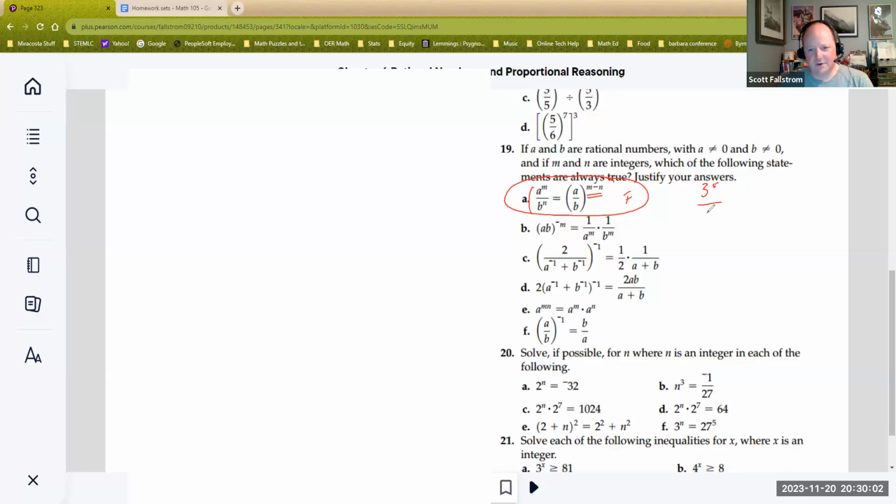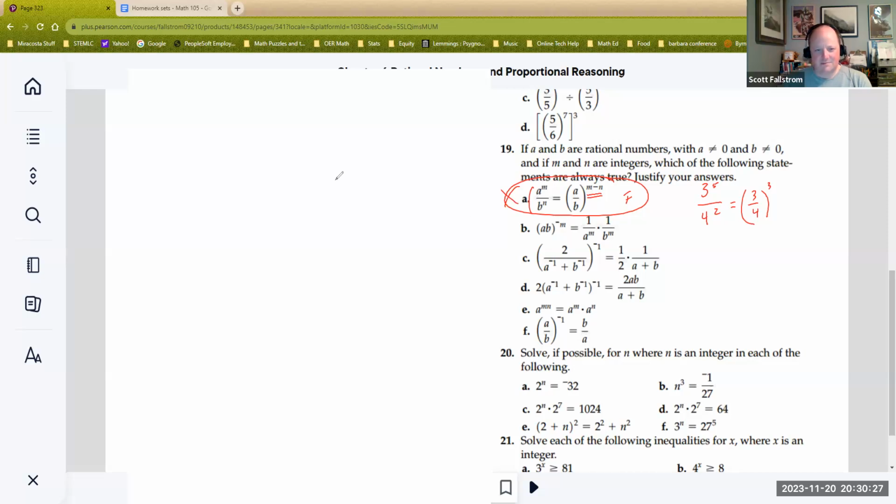3 to the 5th over 4 squared, right? That's gonna be a big number over there. And over here, is that the same as 3/4 to the 3rd power? No. If you look, first off, on top, you'd have 3 cubed, which is not the same as 3 to the 5th. So right off the bat, you'd be able to say, no, that doesn't work. Okay, so that's why that one fails.